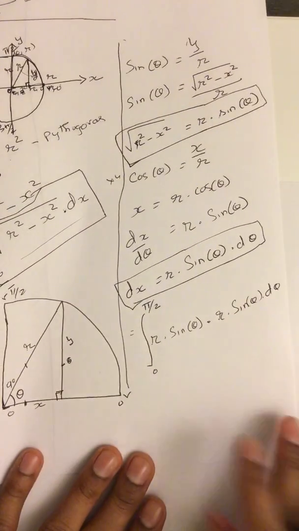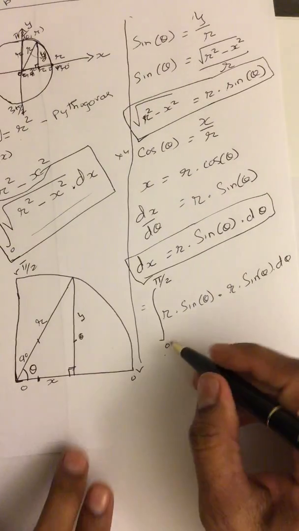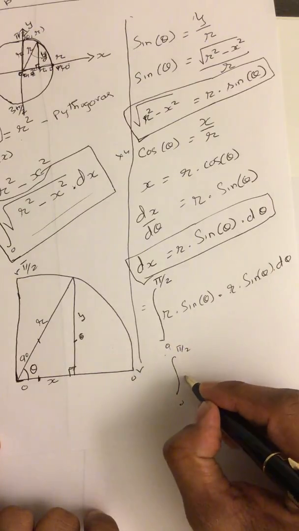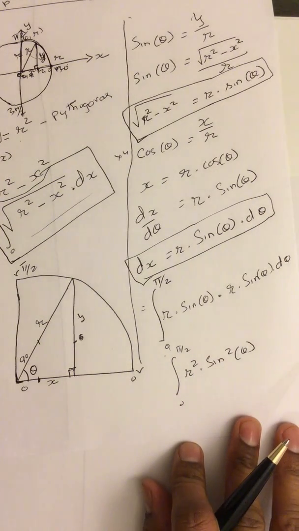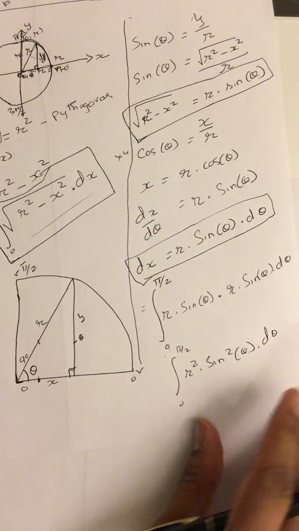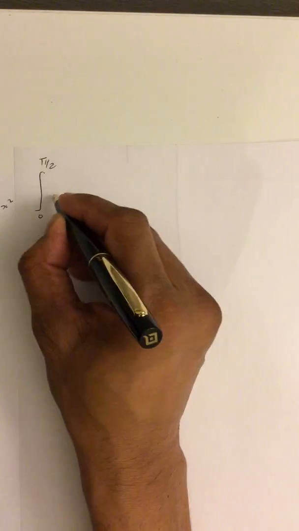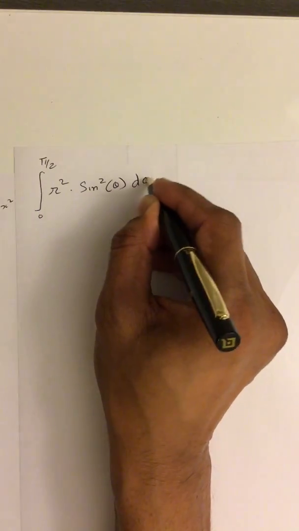Now if you try to simplify this, we get the integral from 0 to pi by 2 of r square into sine square of theta. I forgot the d theta. Let me actually show you on a page. So we had the integral from 0 to pi by 2 of r square into sine square theta d theta.